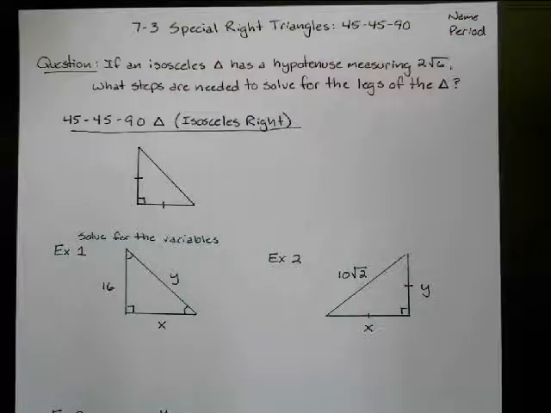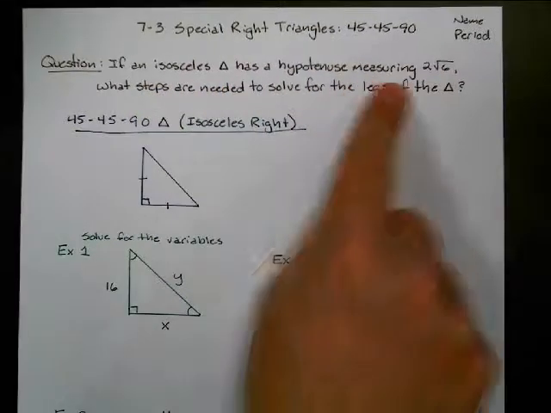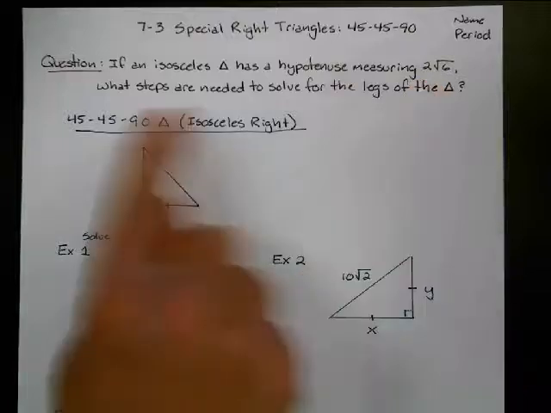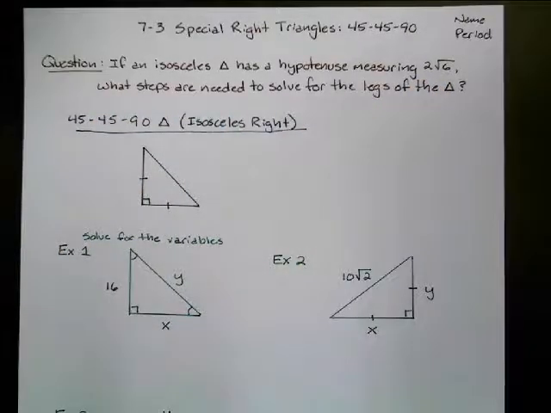Math 2. We've got 7-3 special right triangles. And this time we're going to look at special right triangles with angle measurements of 45, 45, and 90. Our question today is, if an isosceles triangle has a hypotenuse measuring 2 root 6, what steps are needed to solve for the legs of the triangle?